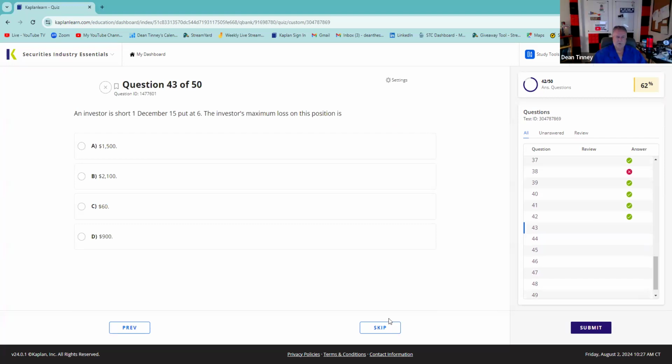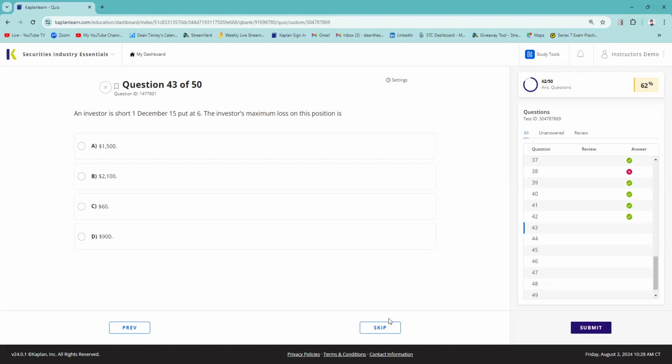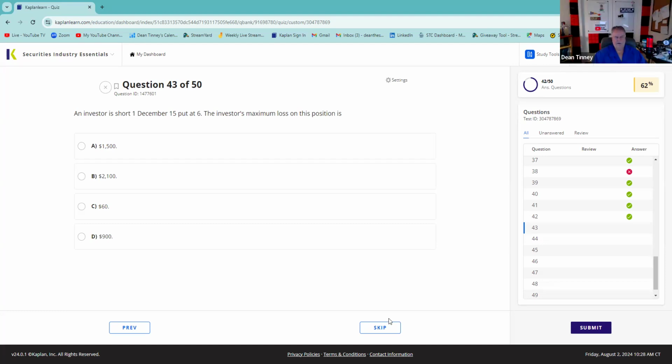An investor is short one December 15 put at 6. So you have an obligation to buy 100 shares at 15. For that, you got 6 points, or $600. So this is a definable number. The worst case is you're going to get exercised and have to pay $15 for that stock. What would be the worst price for the stock to be if somebody puts it to you at 15?